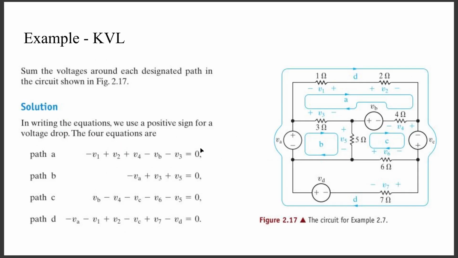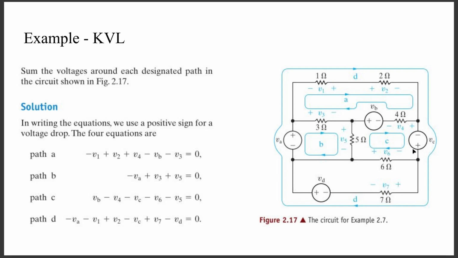Alright, for KVL, sum the voltage around each designated path in the circuit shown here. So for path A, which would be this. Let's see. For the direction of the current, we have negative because we're rising, so negative V1, and then we're falling, so positive V2, positive V4, and then we're rising again, so negative VB, and then we're rising again, V3. For path B, we are rising, so negative VA, falling V3, and then falling V5, positive.